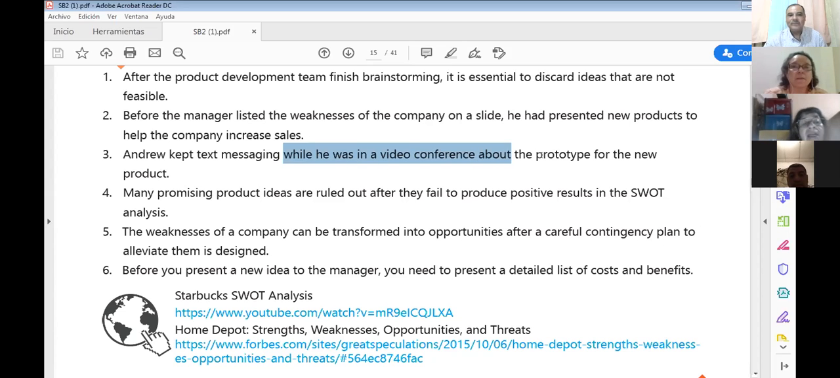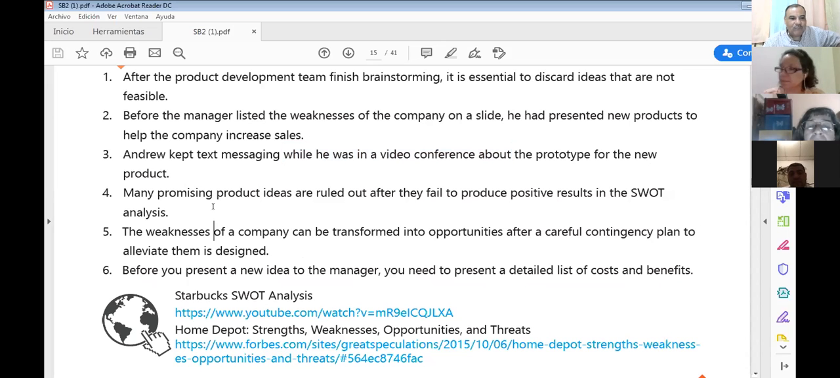It's okay too. Keeping text. And now, do you remember? We should use a comma because this is a very long adverb clause. So the recommendation is, when you have a long adverb clause, try to separate with commas. So put a comma. Andrew kept text messaging, comma, being in a video conference about the prototype for the new product. Is that clear? Very good.